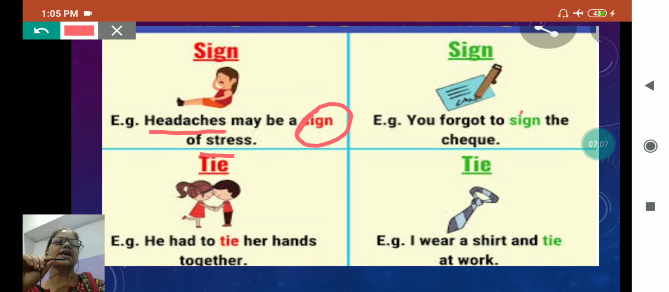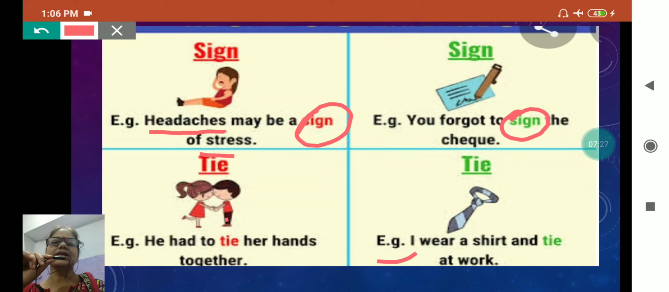You forgot to sign, and this means signature. What we do on the paper or sometimes in your copies, that is signature. And this is a sign. Sometimes when you fall sick, by your face only we identify.